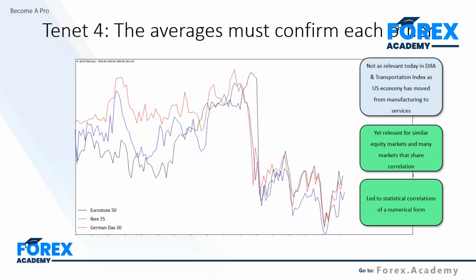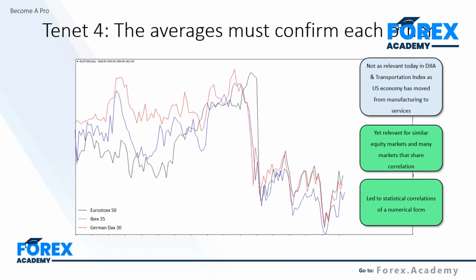The US economy was moving and trading as a result of the large amount of manufacturing firms within. Now we're driven towards the services sector, of course, driving investment. So not as familiar, yet it set a precedent and yet very relevant for similar equity markets and many markets that share correlation today. So other averages must confirm each other. So when you're trading gold and gold makes a very strong move to the upside, then you look at the silver market and you're looking to trade that market. Well, shouldn't there be some sort of correlation there? Shouldn't the averages between these markets over the long run confirm each other? That is what Mr. Dow was explaining.